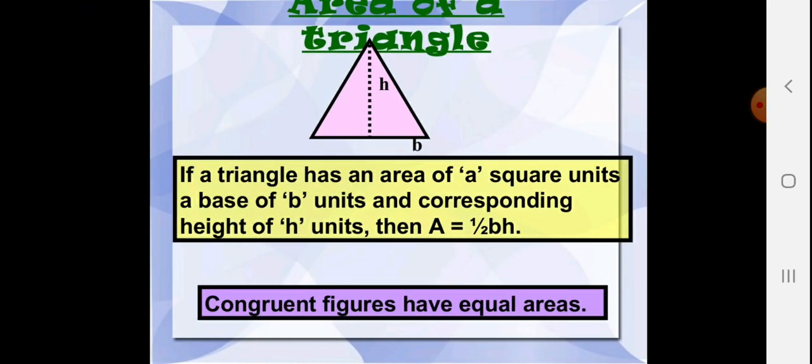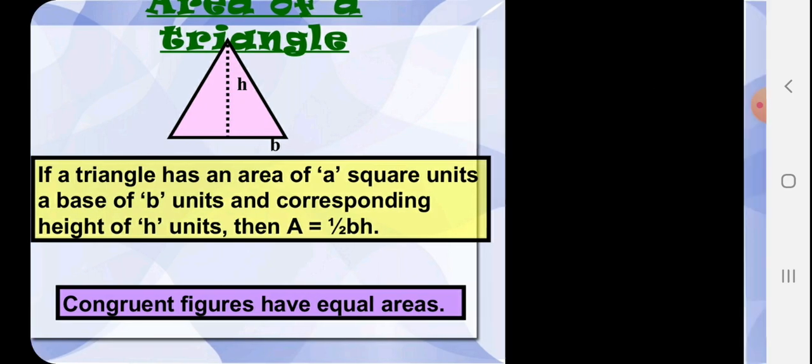Area of triangle. You can see the figure. Base is given and height is given. You can also say that a triangle is half of a parallelogram. So the area of the triangle here is 1/2 base into height. Congruent figures have equal areas.